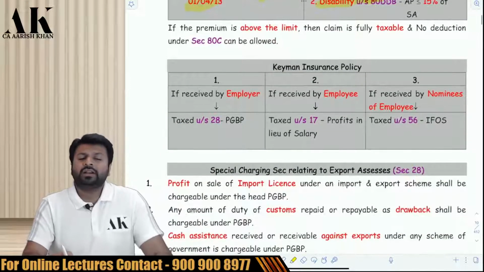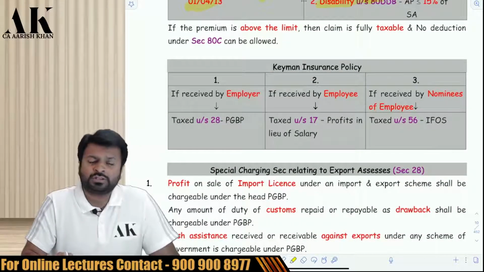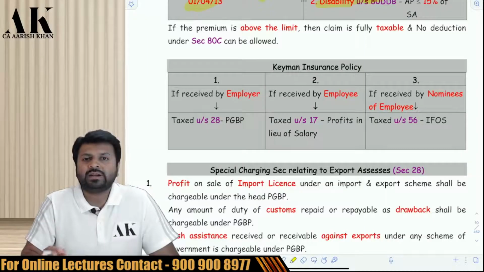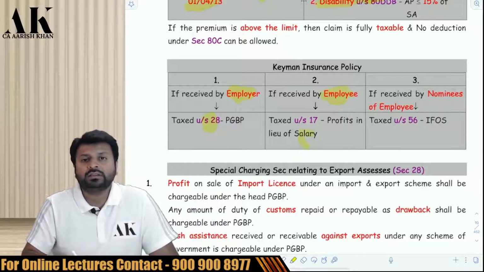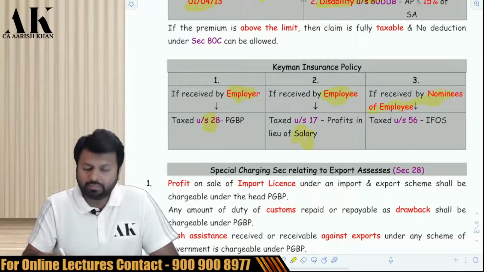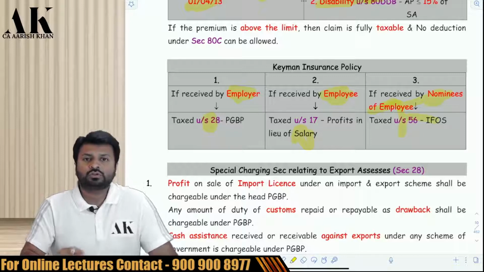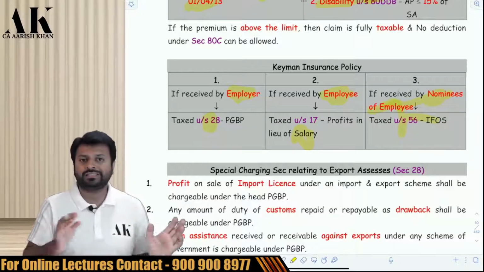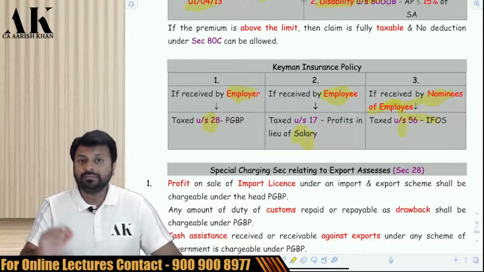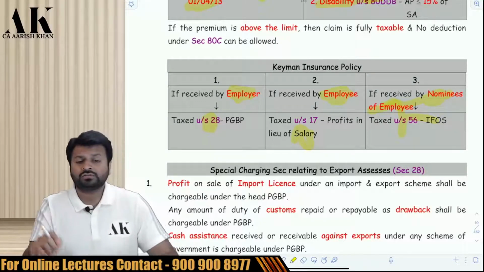Now, what is the taxability of key man insurance policy? Is key man insurance policy maturity amount also exempt? No, it is taxable. Now, it is taxable under which head? If it is received by the employer, then PGBP. If it is received by the employee, then salary. If it is received by the nominee of the employee, then IFOS. So the taxability of key man insurance policy is spread under 3 heads. It can be charged under PGBP also, IFOS also, salary also.